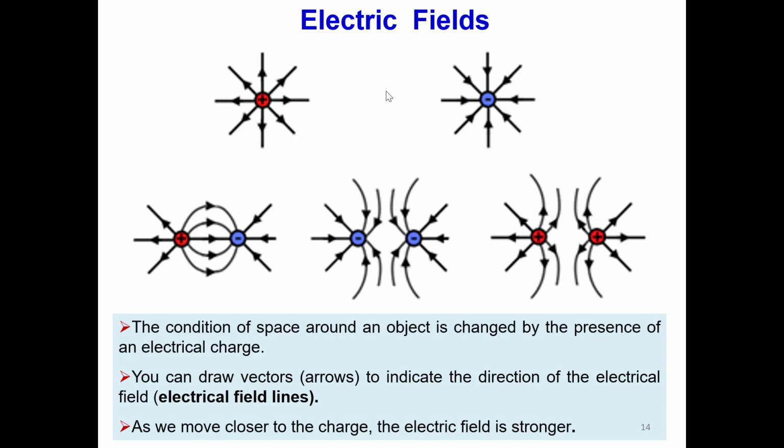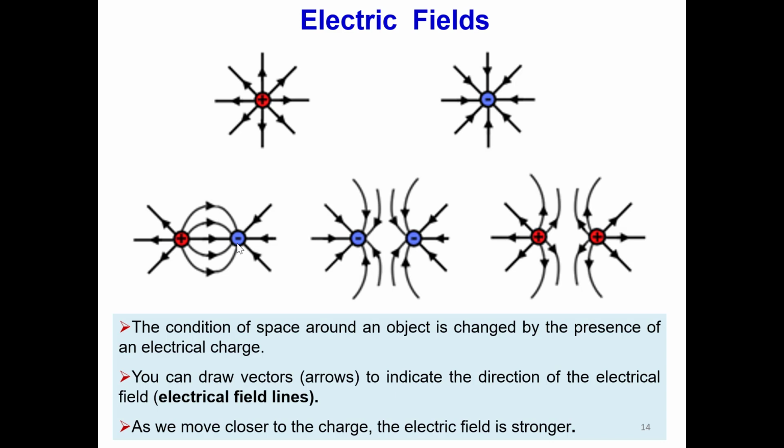If we have one isolated charge, either negative or positive, we can represent the field as straight lines, as indicated in these two figures. If the charge is positive, the arrows will be pointing away from the charge. If the charge is negative, then the arrows will be pointing toward the charge.